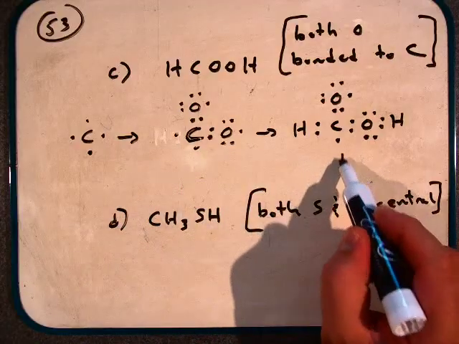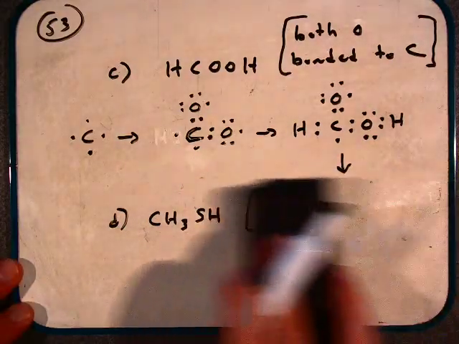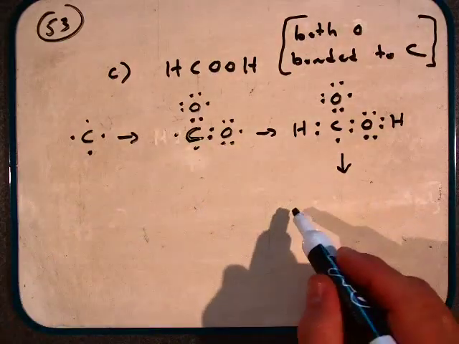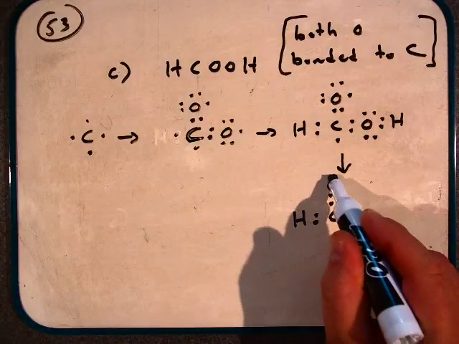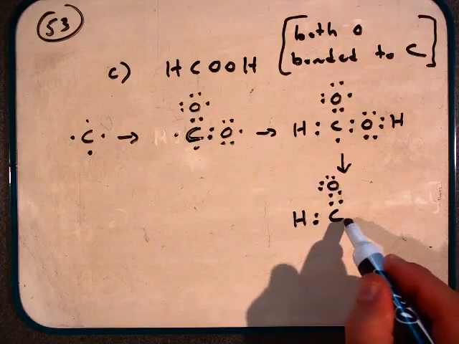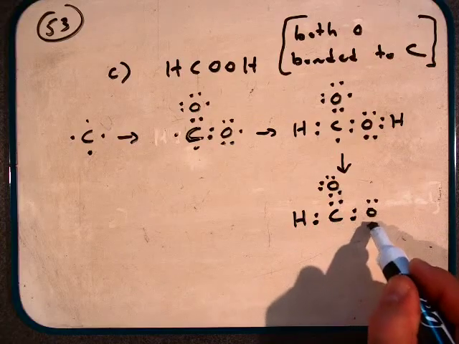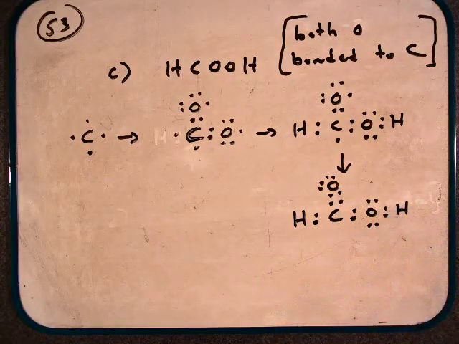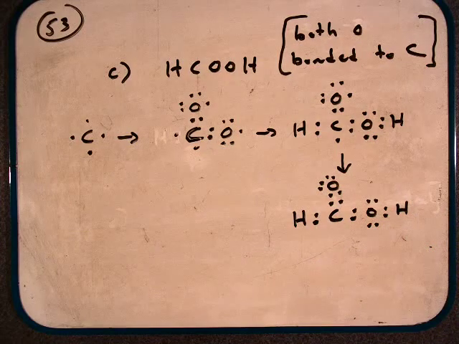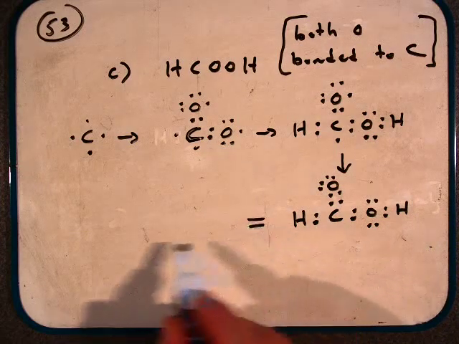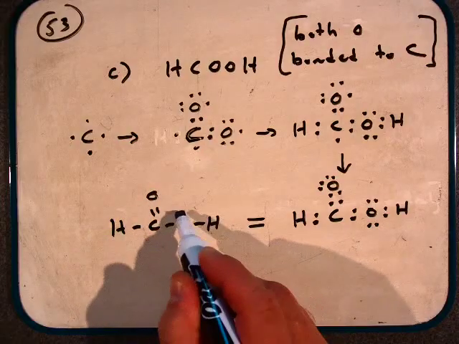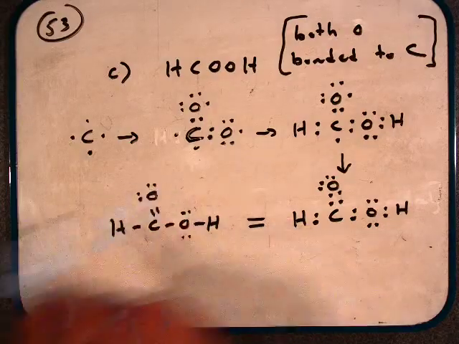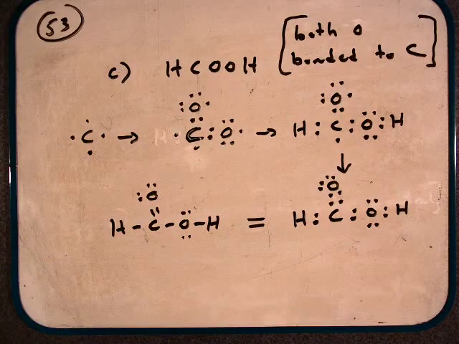And so the next structure that we would have would be now a double bond between the top oxygen and the carbon, and then we have our carbon bound to the OH. And now every element is satisfied with its octet, and then if we were to draw this using our bonds, we would end up with this structure for formic acid. So that is Part C.